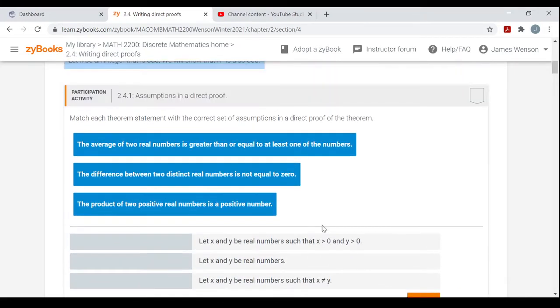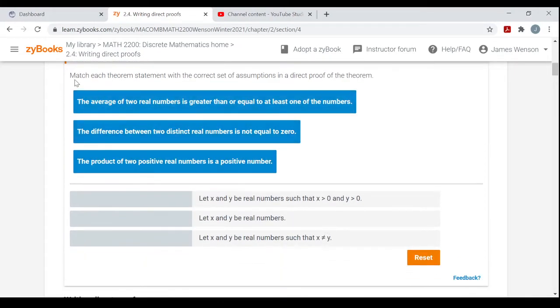All right. So here, the first activity, we're asked to match each theorem statement with the correct set of assumptions in a direct proof. If I was looking at this statement and trying to prove it, what would I first assume?